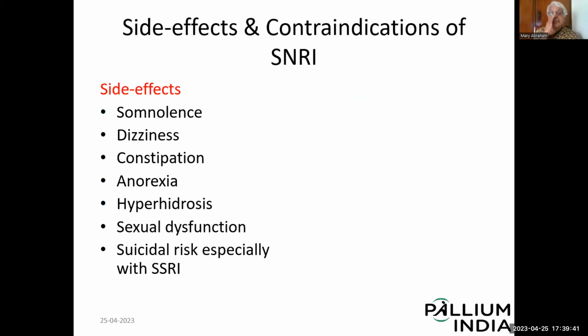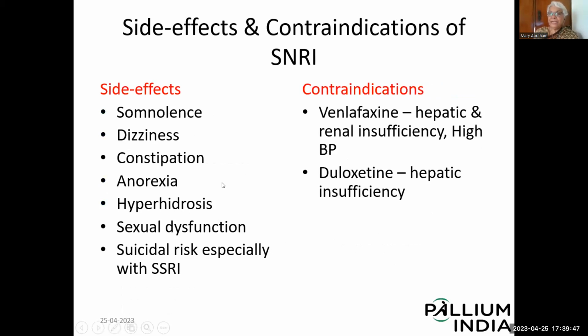Now, coming to the SNRI, again, these are all the CNS side effects. But the contraindications are that venlafaxine you should avoid when there's hepatic and renal insufficiency, and duloxetine when there's hepatic insufficiency.